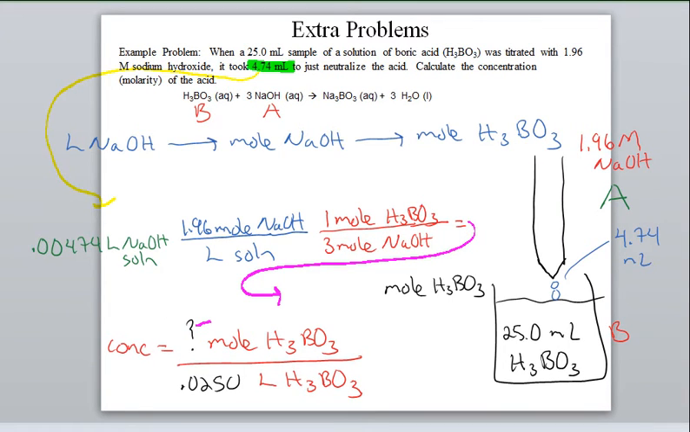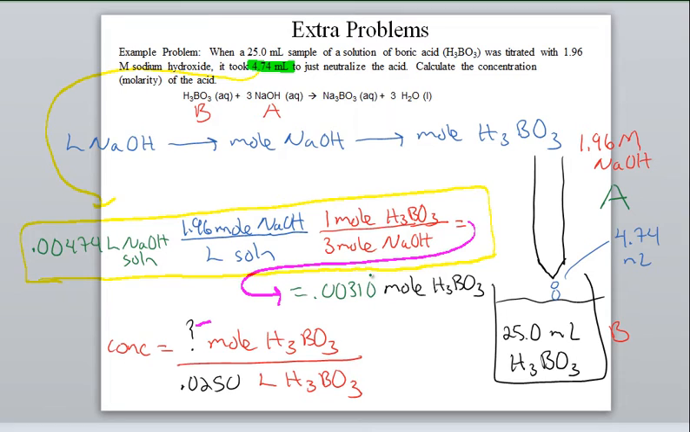So, starting with our A volume, the 4.74 milliliters, using the concentration of the sodium hydroxide as a conversion factor to determine how many moles of sodium hydroxide were added, and the mole-to-mole ratio, for every 3 moles of sodium hydroxide that were added, 1 mole of boric acid was neutralized. This conversion tells us how many moles of boric acid were neutralized were in that 25 milliliters. And the answer is approximately 0.00310 moles of boric acid.